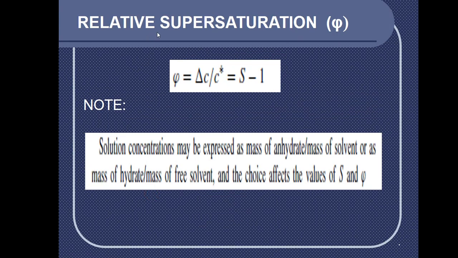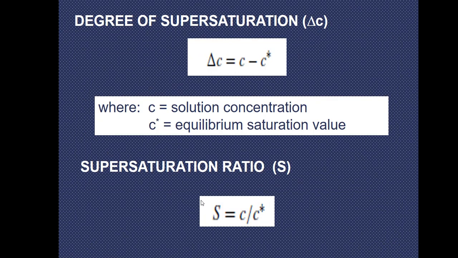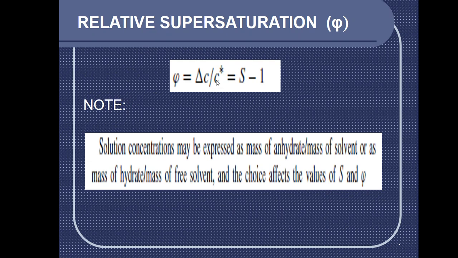Now, as to relative supersaturation, we are still using the C's in the previous slide, but this time C asterisk, that's the concentration at equilibrium, is used as the basis in determining how much the degree of supersaturation is compared to the solution concentration at equilibrium. Now, this one could be a simple case of S minus 1, which is the supersaturation ratio minus 1.